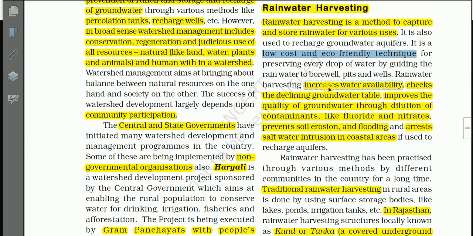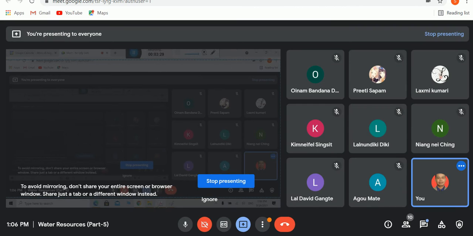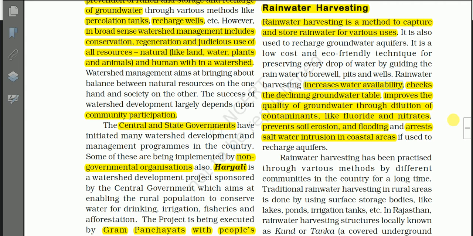Rainwater harvesting increases water availability. We need fresh water for our use. We need fresh water for drinking, for washing, then for bathing, then for industrial use also, and for agriculture use also we need fresh water. So rainwater is fresh water, and when we capture rainwater, we get fresh water. So rainwater harvesting increases water availability.